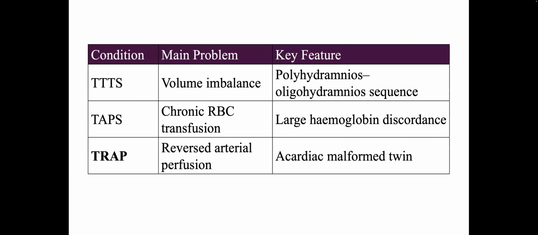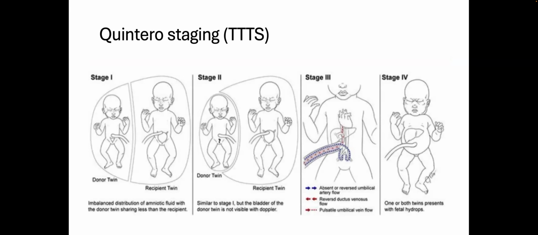If you look at these 3 conditions, which are generally asked whenever you get a twin case or in OSCEs, TTTS is a volume imbalance, so you'll have polyhydramnios in one of the twins and oligohydramnios in the other. Whereas TAPS is a chronic RBC transfusion, so you'll have a large hemoglobin difference. And TRAP is a reverse arterial perfusion, so you'll have one twin which is malformed, an acardiac twin. So you should understand how to differentiate between these 3 conditions, and many OSCEs will revolve around the core mechanism behind these 3 situations.